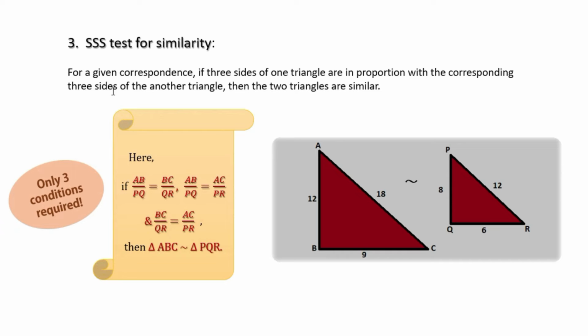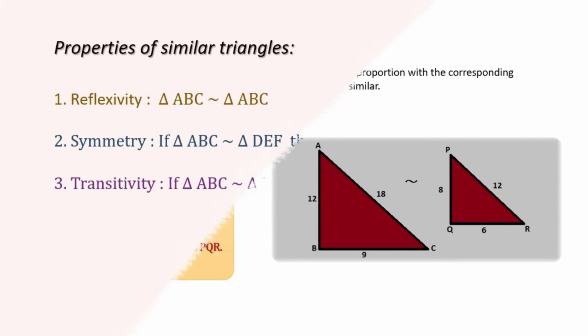The statement for this test is: for a given correspondence, if three sides of one triangle are in proportion with the corresponding three sides of another triangle, then the two triangles are similar. So we have to check the corresponding sides and their ratio. If the ratio is the same, then we can say the given two triangles are similar according to the SSS test. These are all three tests.